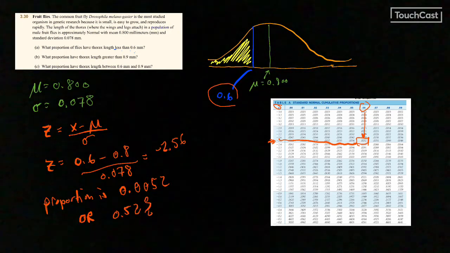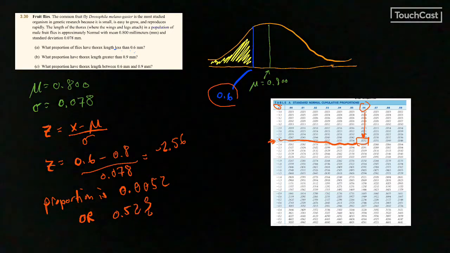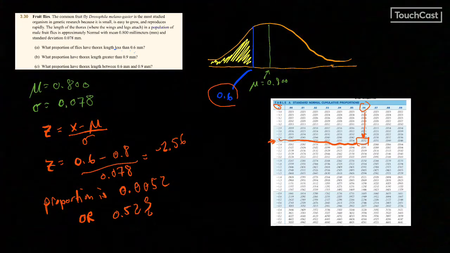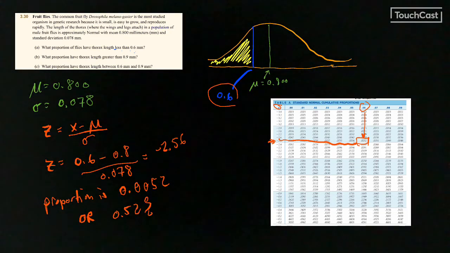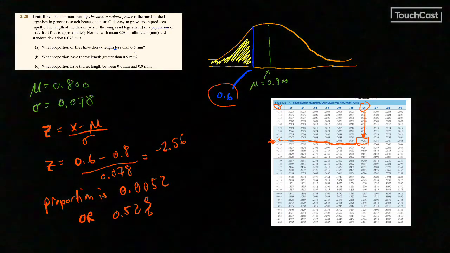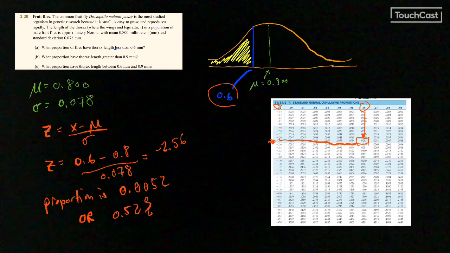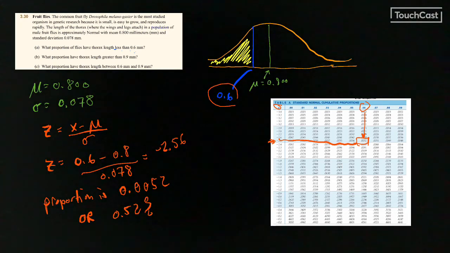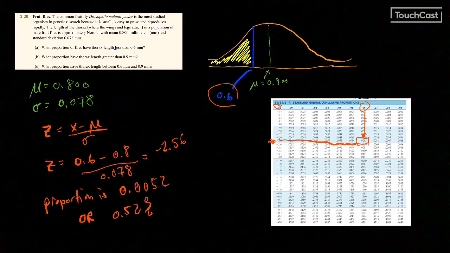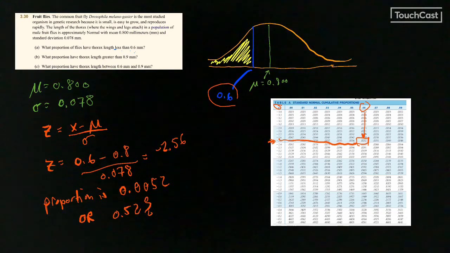If you're wondering why I always put a 0 before the decimal point, it's really just for clarity. I was taught to be a scientist, and we always put a 0 before the decimal point. It just makes it much more clear that there's actually a decimal point there. Anyway, this is part A, so part A we've just completed.